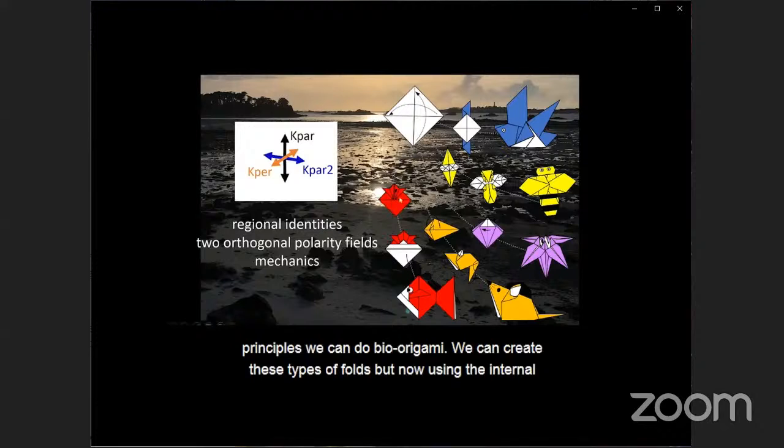We can create these types of folds, but now using the internal rules of growth of the tissue. But we can also do a lot more. You may notice that with origami, we can only create a rather limited set of angular flat shapes. It's rather limited in what it can do. It turns out with these rules, we can do much more than origami. We can create rounded forms, forms that are much more typical of the things that you see in nature.